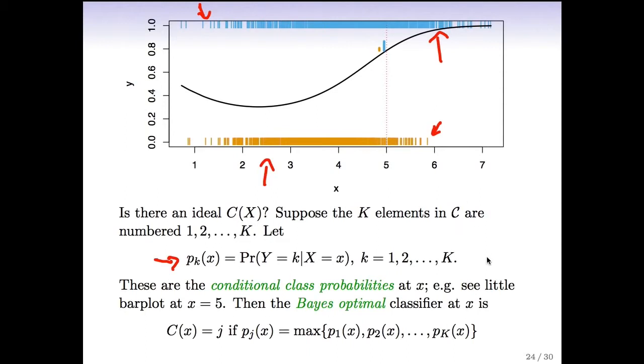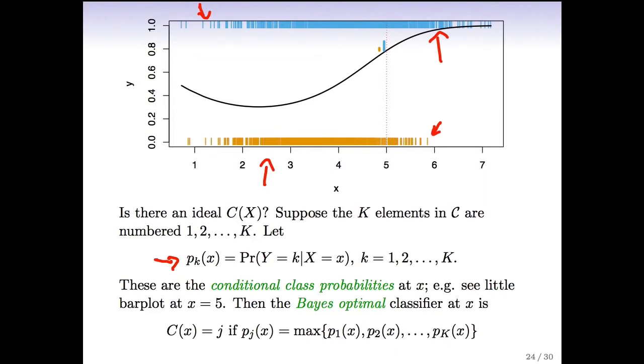Now, in classification problems, those conditional probabilities completely capture the conditional distribution of Y given X. Okay? And it turns out that those also deliver the ideal classifier. We call the Bayes optimal classifier the classifier that classifies to the class for which the conditional probability is largest.